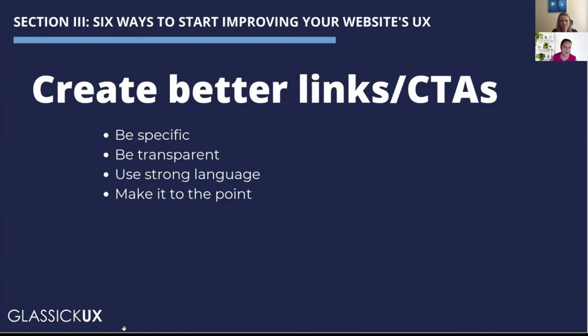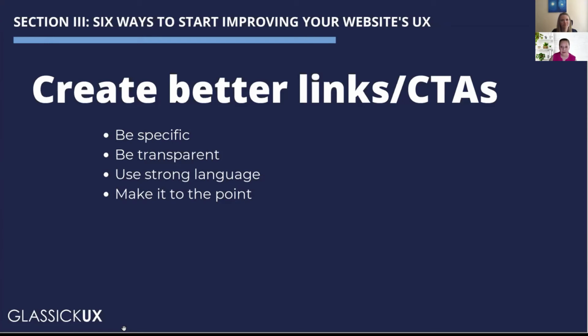Using strong language is also very important. When writing a CTA or a link, you want to make sure that in addition to the two above, being transparent and being specific, you're also making a strong statement. This especially stands for when you're using links within text. You want to have a link that can stand on its own.